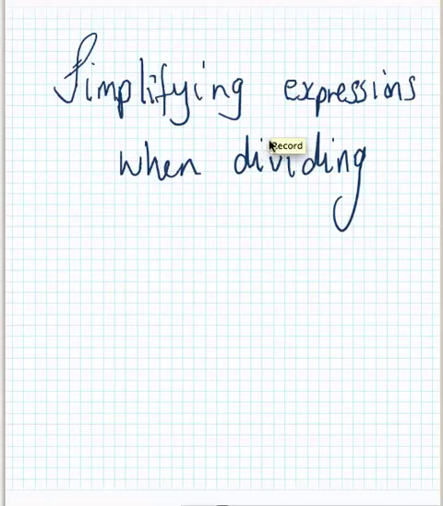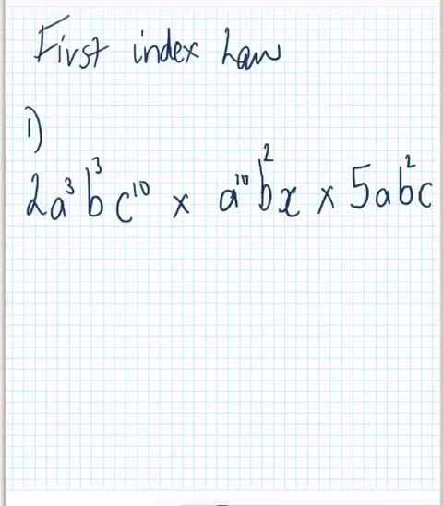Hi, this session is on simplifying expressions when dividing. But before we look at this, let's just recap on a few things we have learned already. In the previous lesson we looked at the first index law, and what it's saying is when we multiply variables and numbers, we add the powers of the same base.